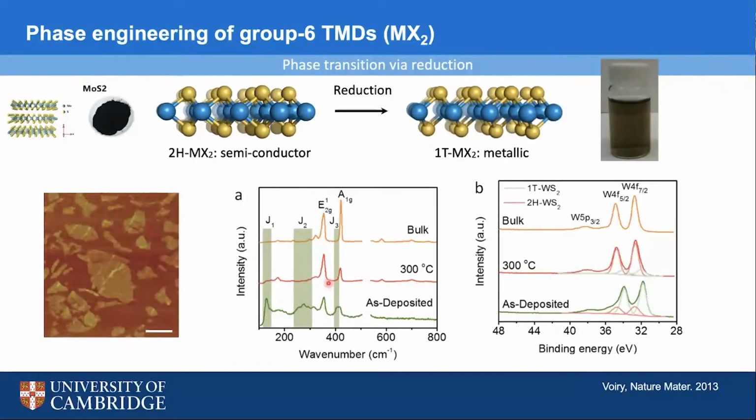And this metallic phase of MoS2 is characterized by these J1 and J2 peaks in the Raman spectrum. And one can also work out the fraction of the 1T phase in the phase engineered samples by doing XPS. So yeah, we can end up with up to 80% 1T phase in a nanosheet of MoS2.